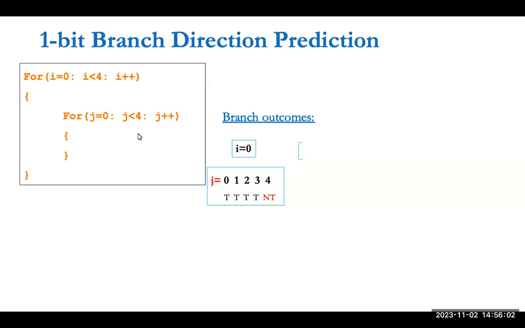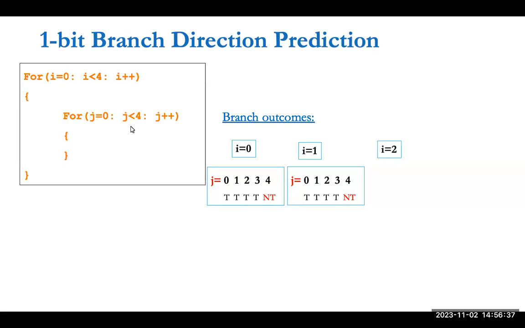So for the second iteration, when i equal to 1, it again enters into the inner loop, and the branch outcome for j equal to 0 to j equal to 4 is again the same. The branch will be taken at j equal to 0, j equal to 1, j equal to 2, j equal to 3, and at j equal to 4, the branch will not be taken because the condition fails here.